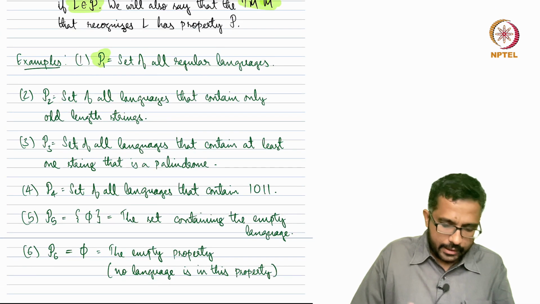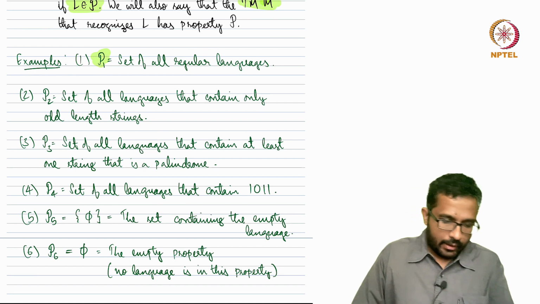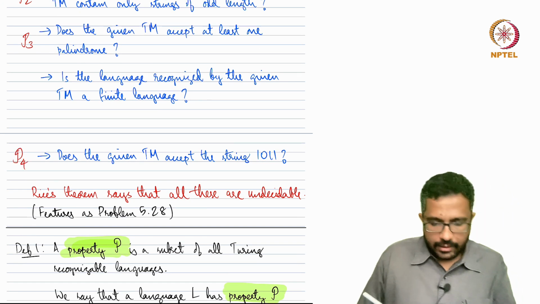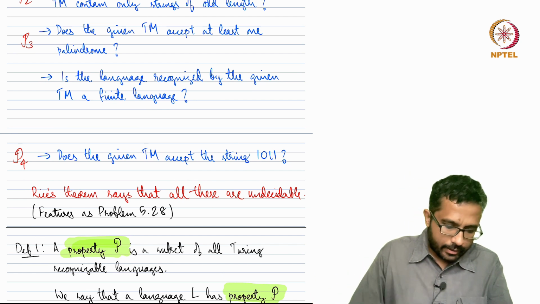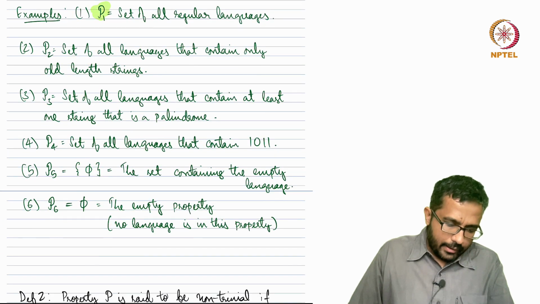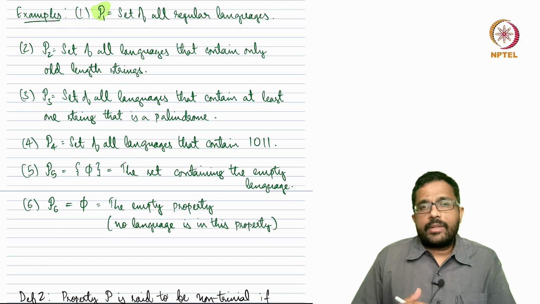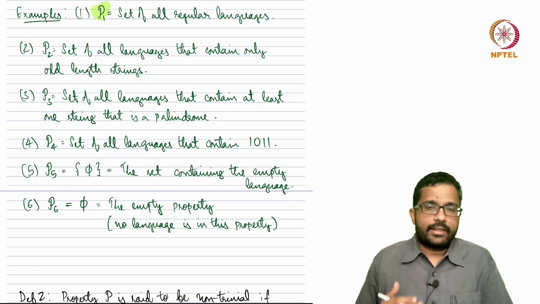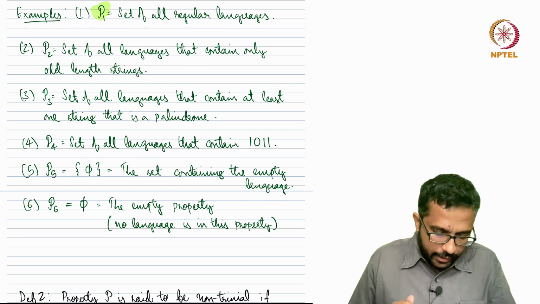And P4 is the set of all languages that contain 1011. So this question is asking whether the Turing machine satisfies P4. So all these questions, whether the Turing machine satisfies this property or whether the language recognized by the Turing machine satisfies this property, are all undecidable. That is Rice's theorem.